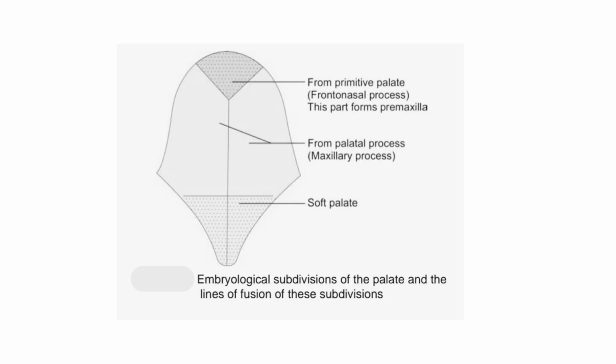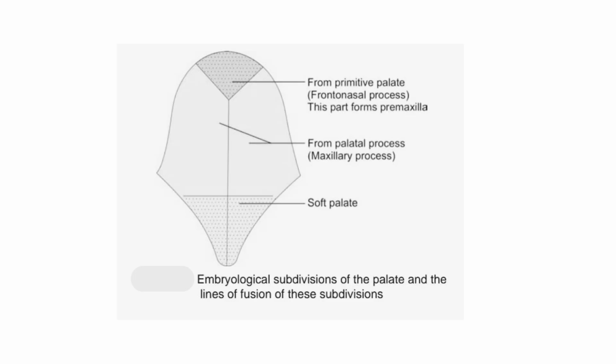So fusion of the palatine processes of the maxilla with the primitive palate occurs in a Y-shaped manner. Understood? And each limb of the Y extends between the lateral incisor and canine, and the junction of these two components in the midline forms the incisive fossa. Fusion of both palatal processes of the maxilla occurs in the midline, and fusion begins first anteriorly and moves backward to the posterior region.